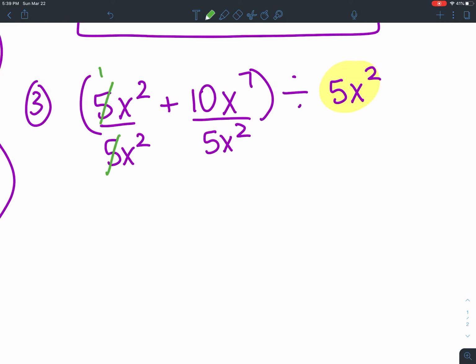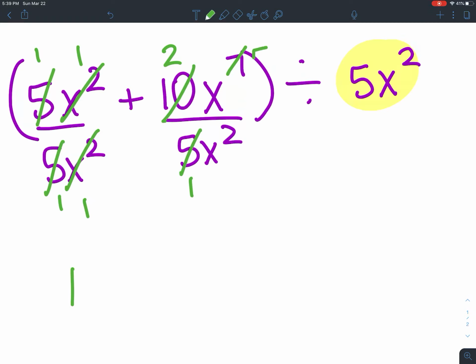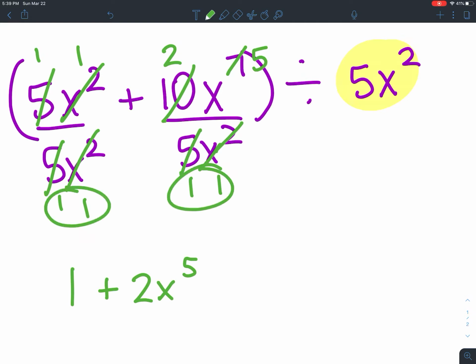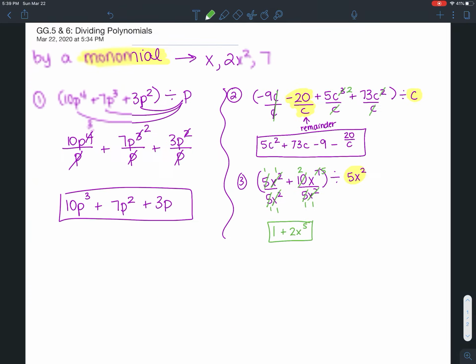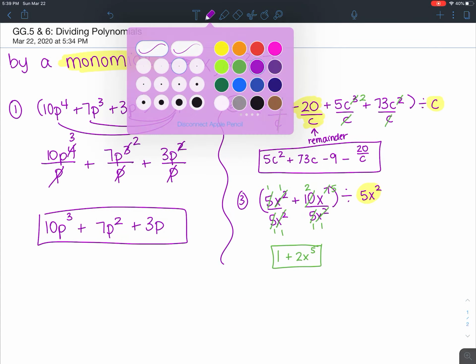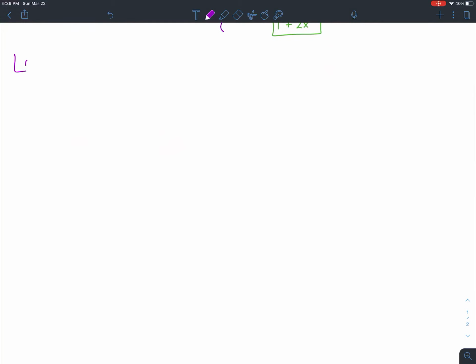5 divided by 5 is 1. X squared divided by x squared is also 1. So this term just becomes a 1. 10 and 5 reduce to be 2 and 1. And then x squared divided into x to the 7th, we subtract. So that would become a 5, and that cancels out to a 1. So this is now positive 2x to the 5th. All of my denominators have 1s. So I have no remainder, everything canceled, and that is my final answer. Okay, that is GG.5. Now we're going to move on to GG.6, which is long division.